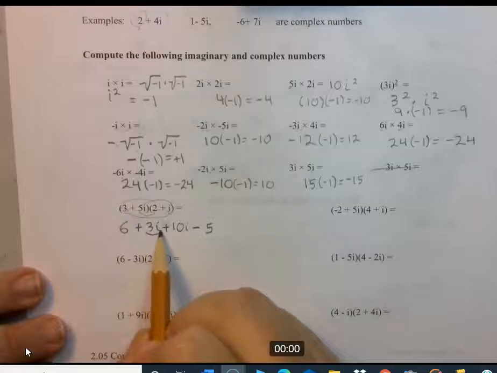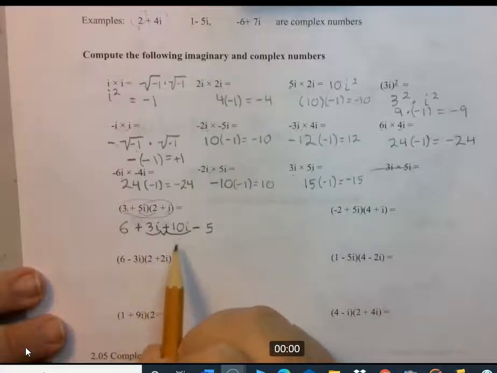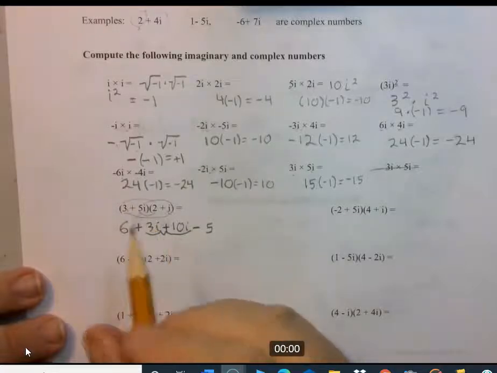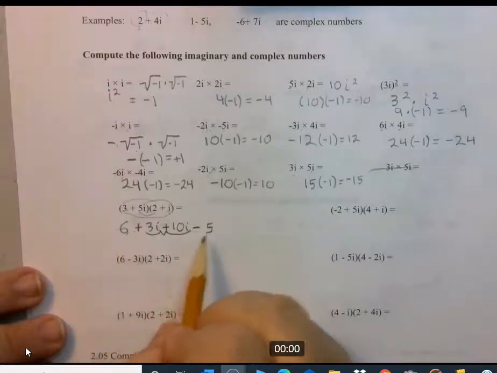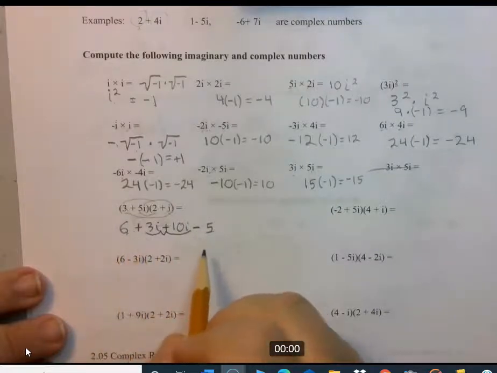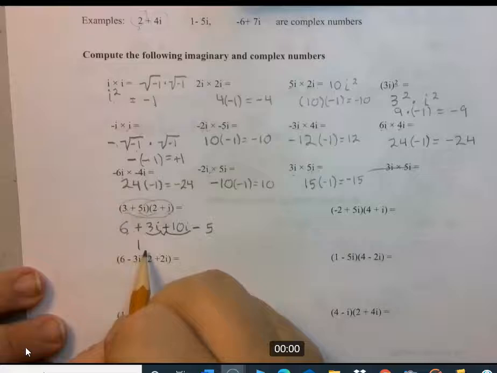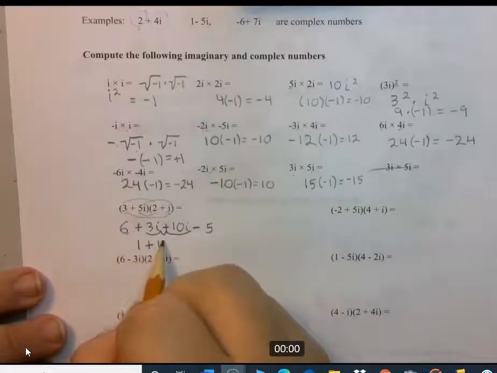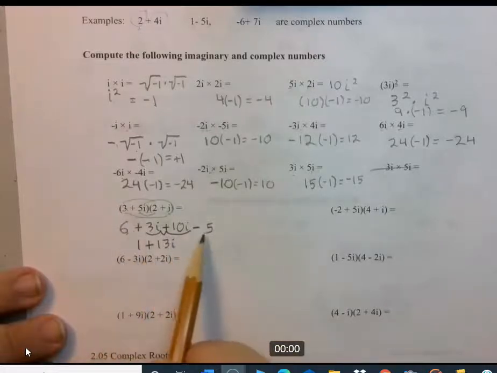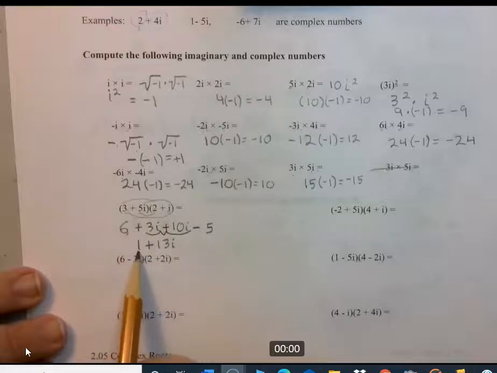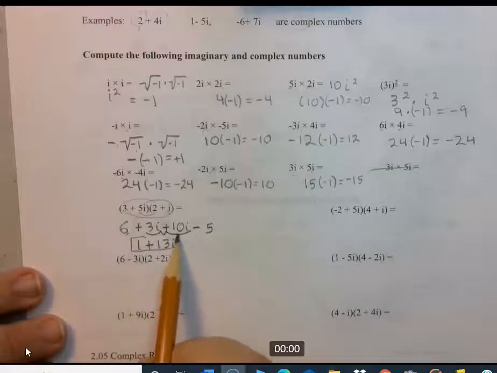Now, just like when you FOIL, these two middle terms can be added. So it's 3i plus 10i is 13i. And the 6 and the 5 can also be added. So 6 minus 5 is 1 plus 13i. Again, these are both just real numbers, 6 minus 5. You can add them up to get 1. This is 3i plus 10i. It gives you 13i. So there's the answer to that.